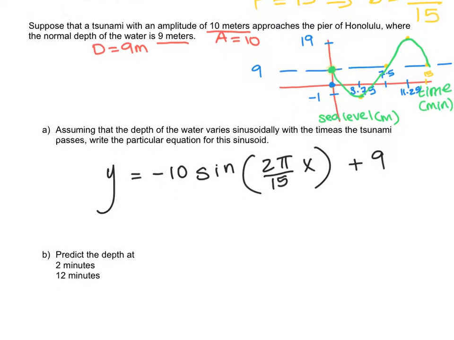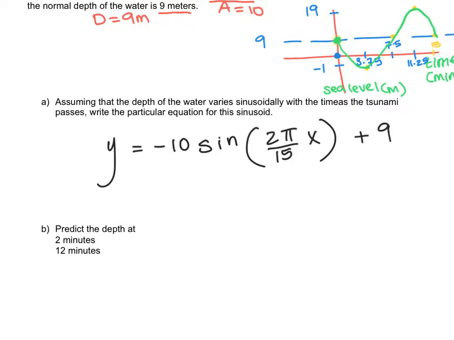Now predict the depth at 2 minutes and 12 minutes. So you put the equation y equals like we said. You can just plug in 2 minutes in the equation over here and then 12 minutes to find y, or you can use the calculator and table setup to do that. Now if you plug in or find y when x is 2 minutes, you're going to get that y is 1.6 meters. And when x is 12 minutes, y is going to be equal to 18.5 meters.